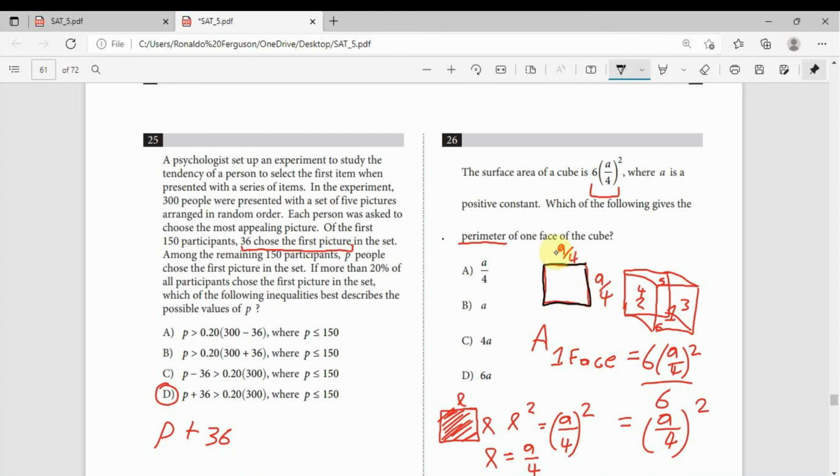So if this side is a over 4, this side is a over 4, this side is a over 4, and this side is a over 4, add a over 4 four times. A over 4 plus a over 4 plus a over 4 plus a over 4. That gives you the perimeter, 4a over 4. And 4a over 4 is just a. So that's option B, the perimeter of one face of the cube. That was easy, right? Yes, sir.